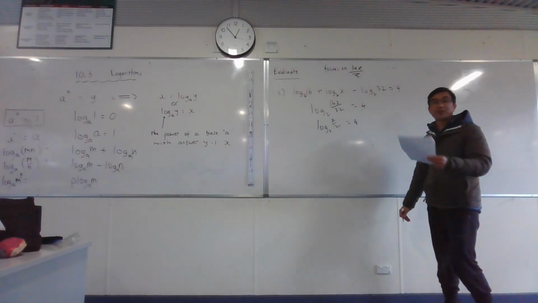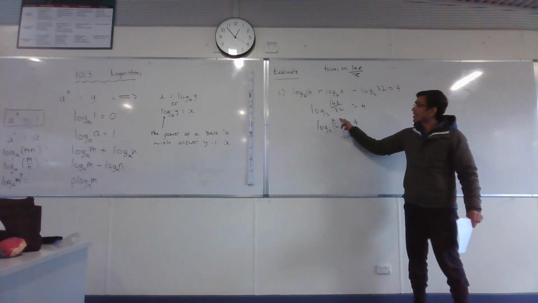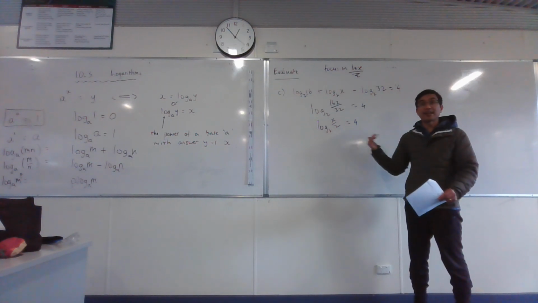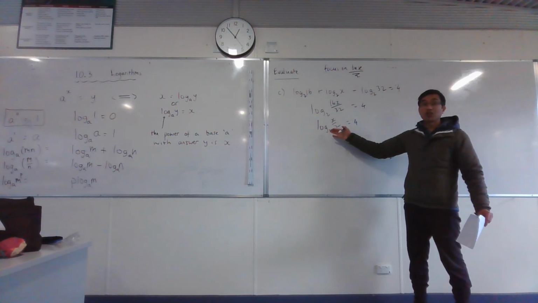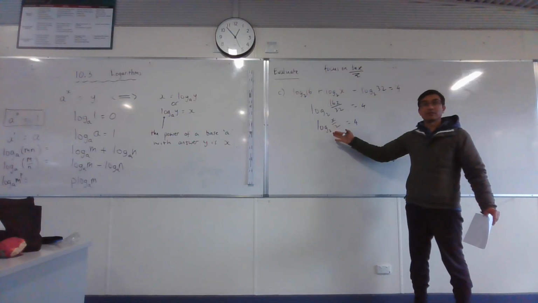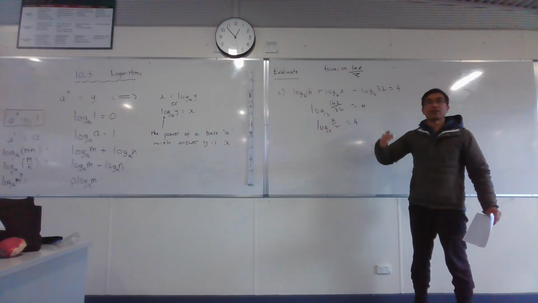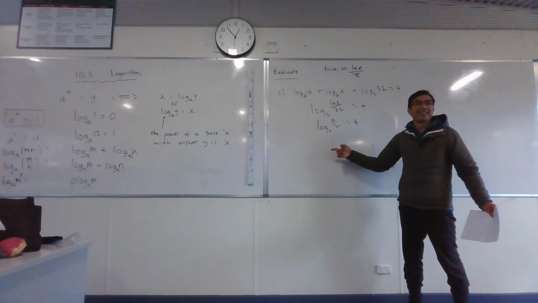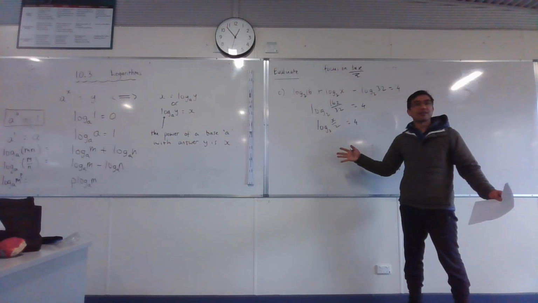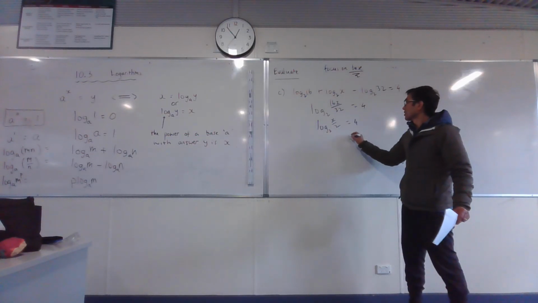Okay. What do we do now? I need to get an x by itself. I'm trying to take the log out. There's a log in the way. Like a log in your eye. Take the log out. Where can I push this log? On the other side.